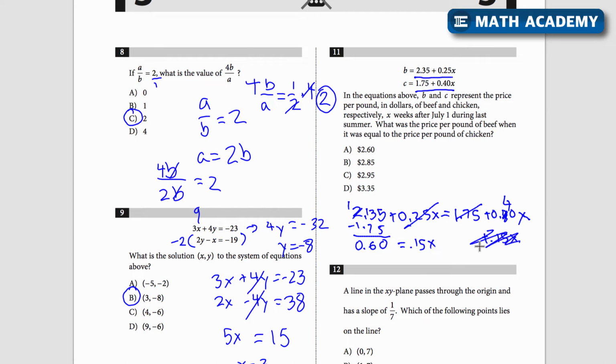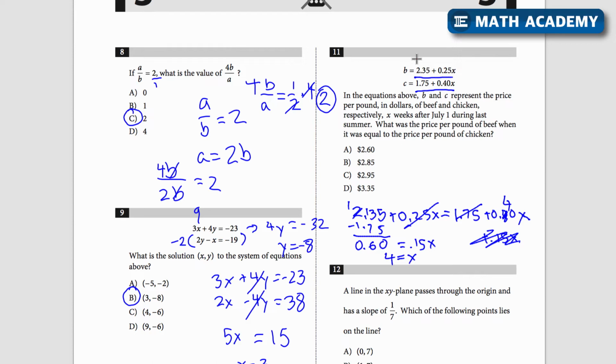So let's divide both sides by 0.15. 60 divided by 15, I could think about it that way. That would be 4. 0.6 divided by 0.15 would be 4. So 4 is equal to x. So I'm not done yet. The question was asking, what is the price of beef when these are equal to each other? And I found out that x has to be 4 for these to be equal to each other.